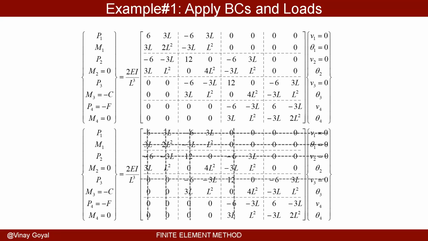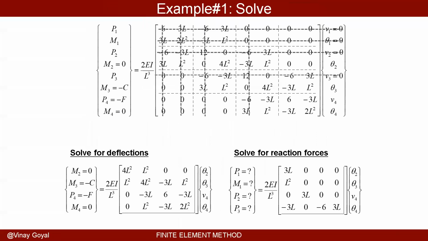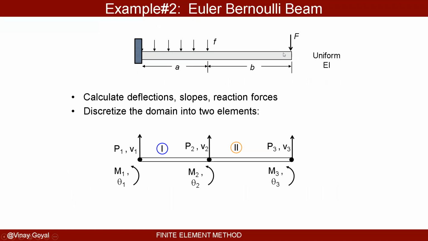You're ready now to solve the equations. You can cross out everything that's 0. And then you're left with 4 equations for 4 unknowns, which you can quickly solve. Once you know the 4 unknowns, which are theta 2, theta 3, v4, and theta 4, you can plug that back in and multiply this matrix times this column vector, and that'll automatically give you P1, M1, P2, and P3, which you can see here. I've also simplified the matrices for you so you can try it yourself, and you will see how this works. Very exciting stuff.